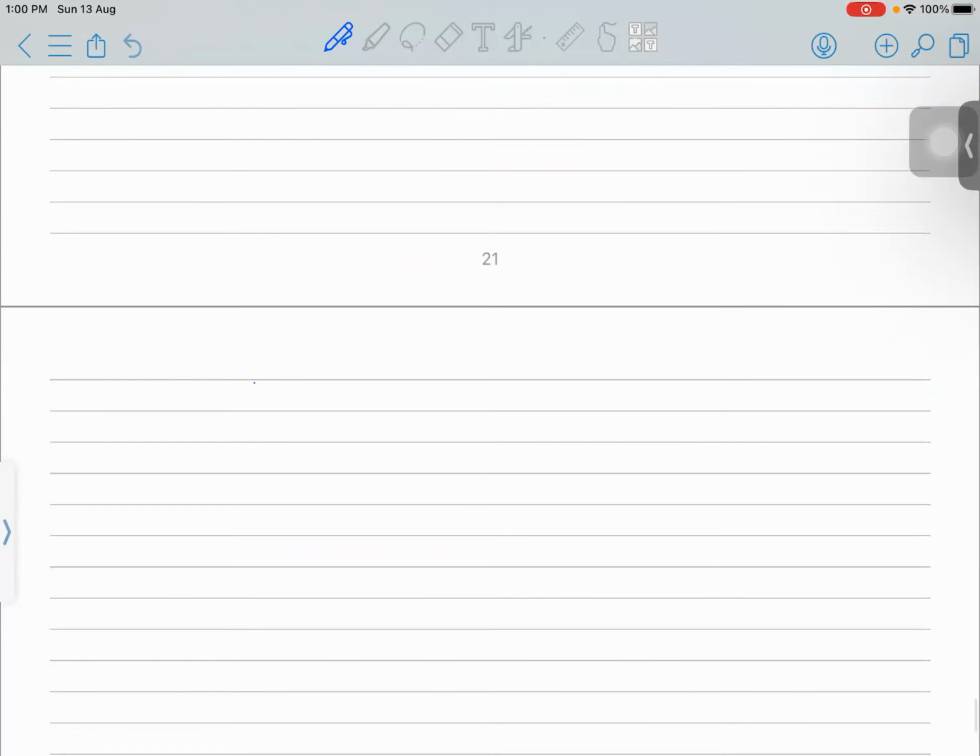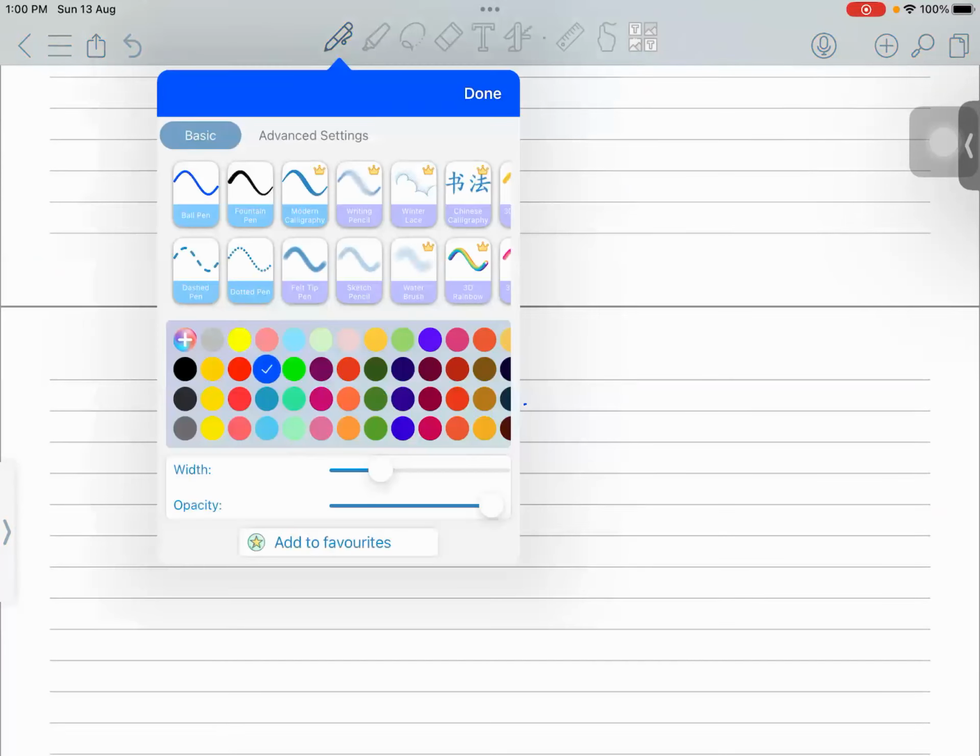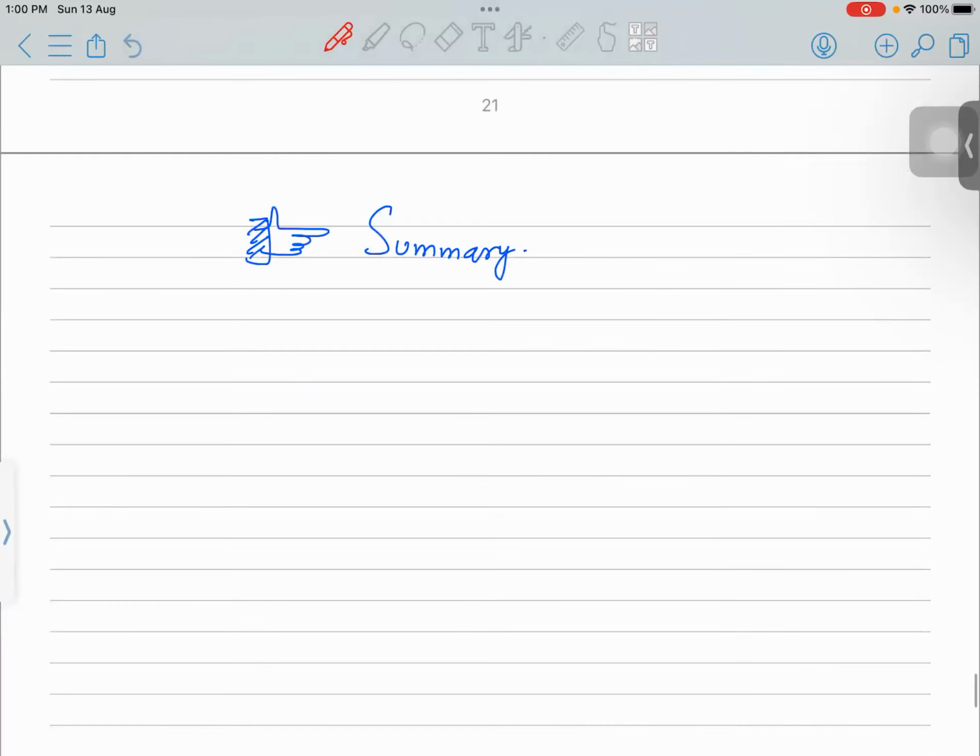Now, summary. Can you tell me how many orbits there are? I mean, how many shells are there at maximum? I told you that the period indicates the number of shells, right? So how many periods are there? 7 shells, sir. So at maximum you have 1, 2, 3, 4, 5, 6, 7.